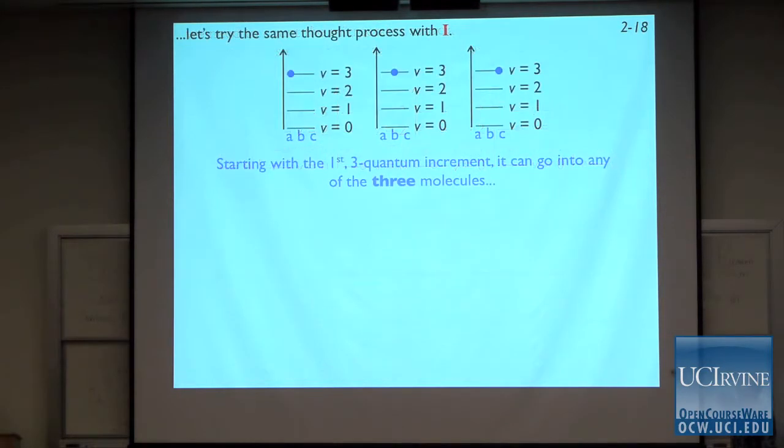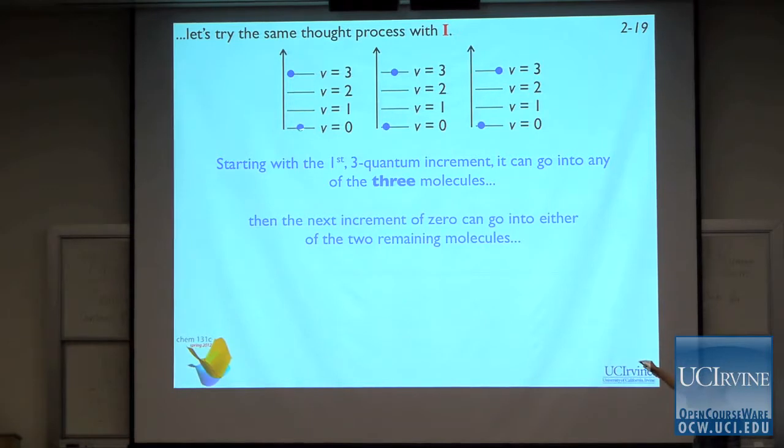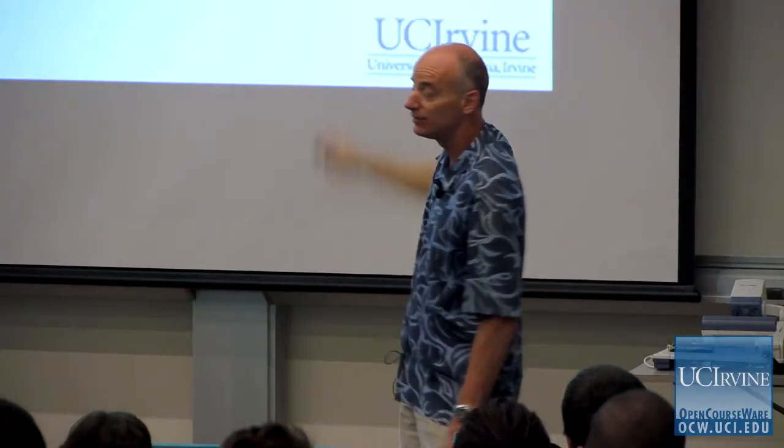What about configuration 1? Configuration 1 was 3 quanta and 0, 0. All right, starting with the first, I can put the first one in A, B, or C. This time I relabeled these guys. Then the next one can go into B here. In this case, it could go into A because I already put the 3 quanta into B. In this case, it can go to A because I already put the 3 quanta into C.